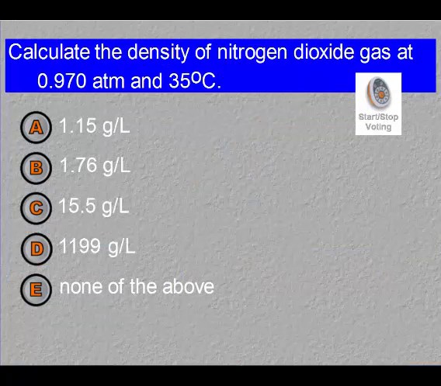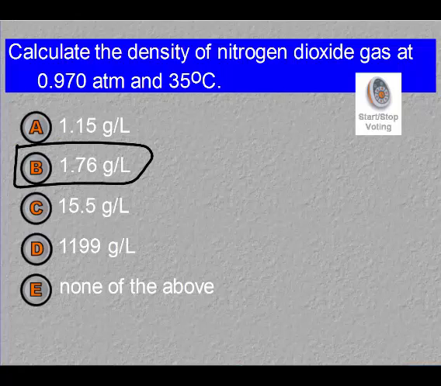Go ahead and pause the video and try this one on your own. Restart when you have an answer. You should have gotten B because that was the closest to the answer. Since they were talking about density, molar mass is equal to dRT over P. And using the same equation that we had earlier, molar mass times pressure over RT equals D.